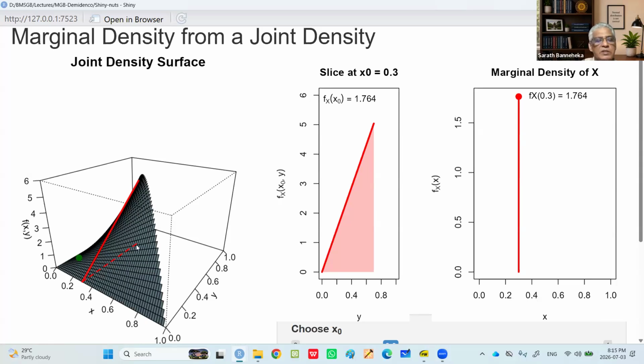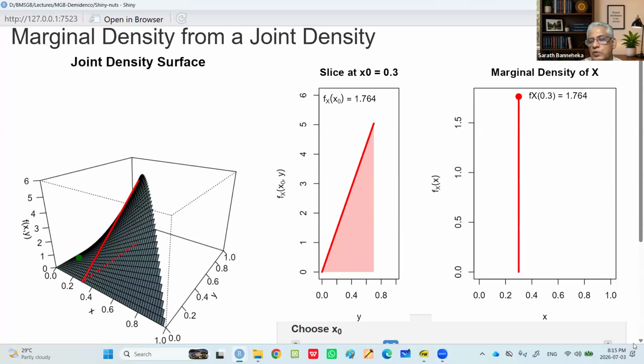But as I mentioned earlier, this is y equal to 0. At this point, y will be equal to 1 minus x, because x plus y must be less than or equal to 1. Right? So therefore, you will be integrating this straight line here from 0 to 1 minus x, where x is equal to 0.3 now, and you will get this value. This is the height that you get. So when x equal to 0.3, your marginal density will have this value.